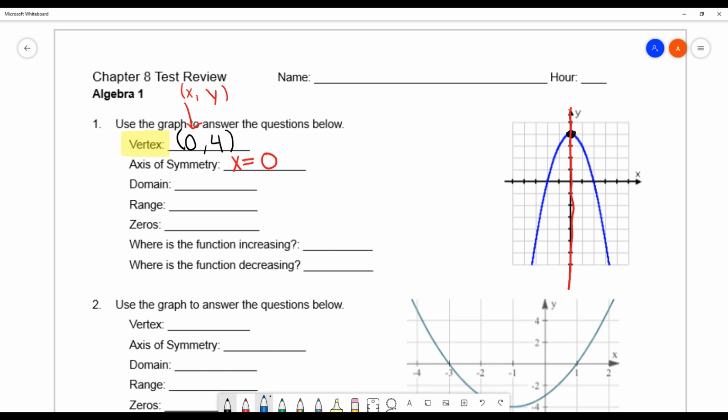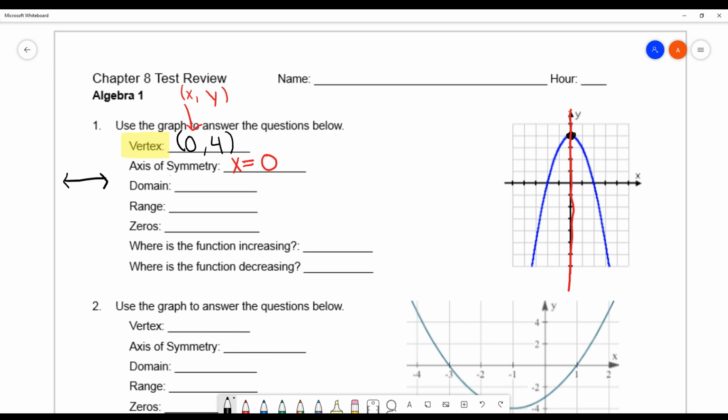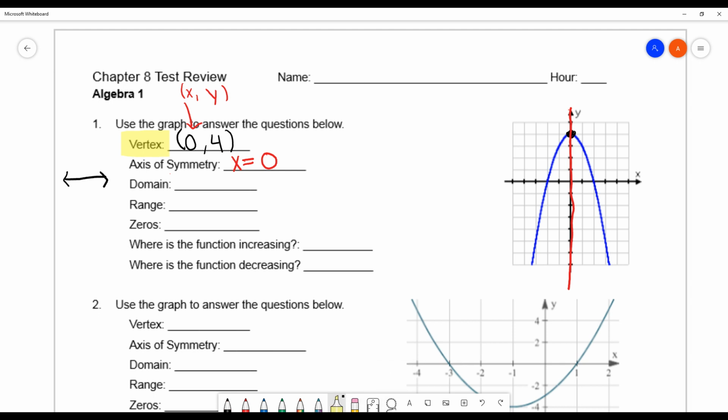The domain of your graph, so you can think of domain as how far to the left and right does your graph go. Now, if I take a look at my graph right here, I should notice that it's going to extend on forever. So this graph is going to keep going this way, and it's going to keep going this way forever and ever and ever. So what that means is that my graph is going to go to the left and right infinitely, meaning that any real number on the number line is going to be included in my domain. So we can say that the domain of this graph is all real numbers.